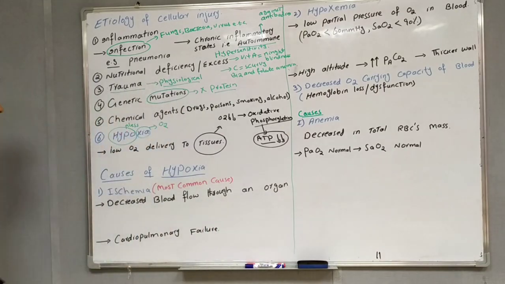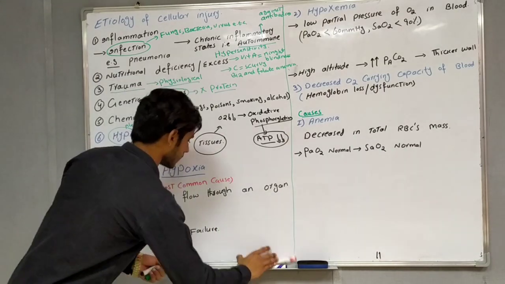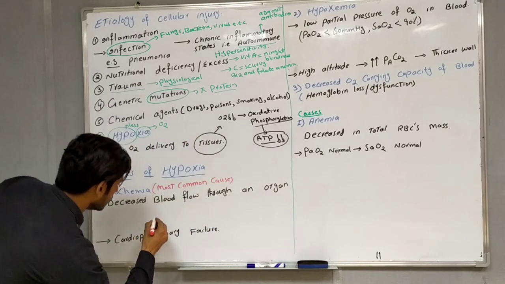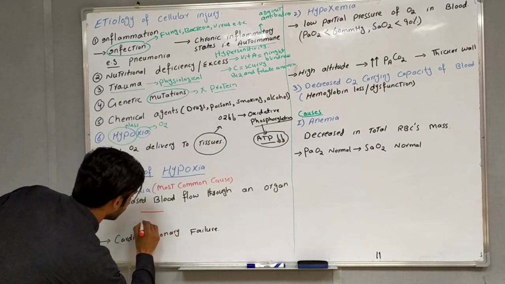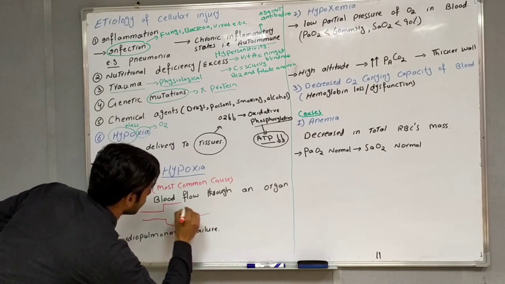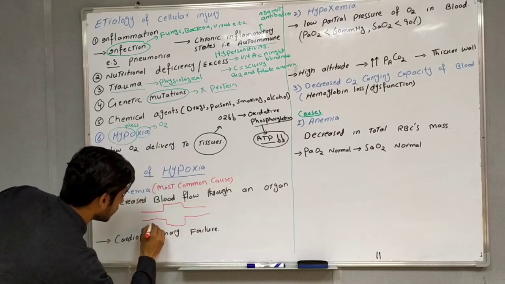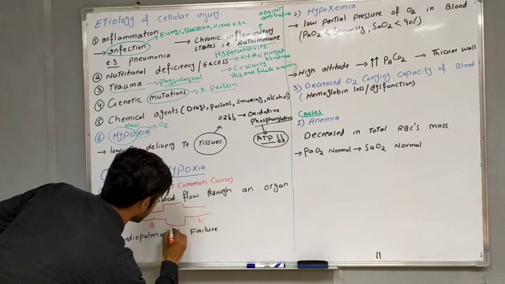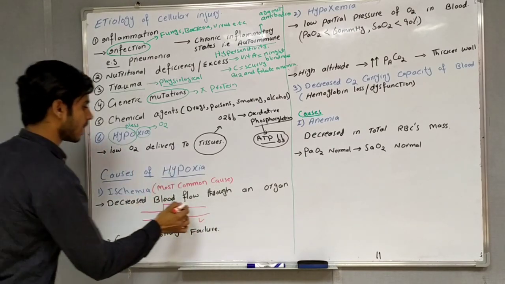Decreased blood flow through an organ. Let's suppose that I will discuss it in this form. Let's suppose that this is an artery, this is a vein, and this is an organ. Just a simple diagram. So what is this? Decreased blood flow through an organ.